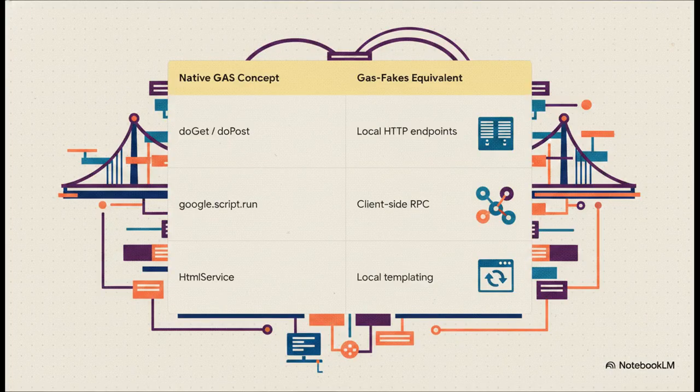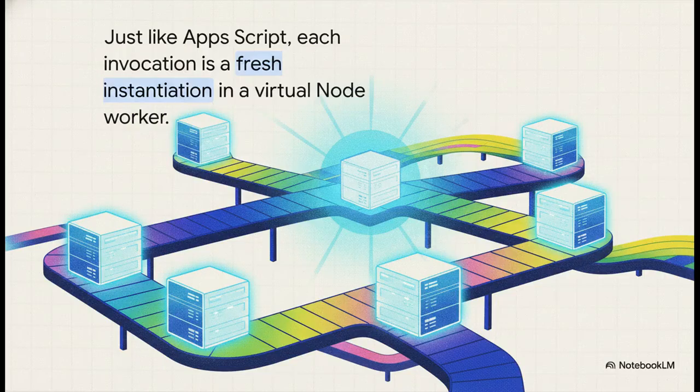This essentially builds a complete architectural bridge for your code. Traditional GAS methods translate perfectly to your local machine. Your doGet and doPost simply become local HTTP endpoints. You know that asynchronous google.script.run command you rely on so much? Well, that's fully supported natively as a client-side RPC. And standard HTML service tags, they're seamlessly converted using local templating syntax. Everything just maps flawlessly.